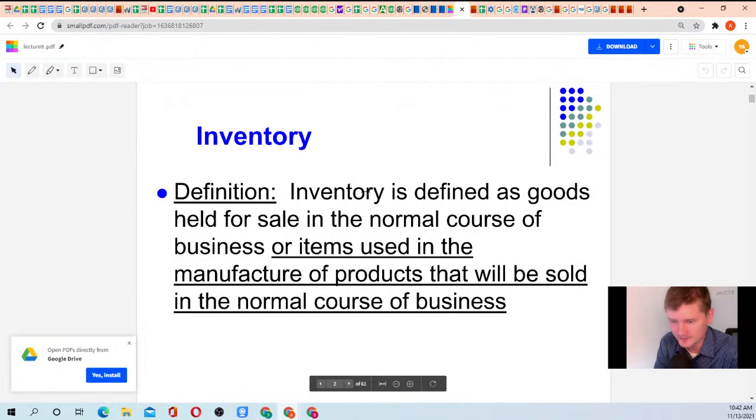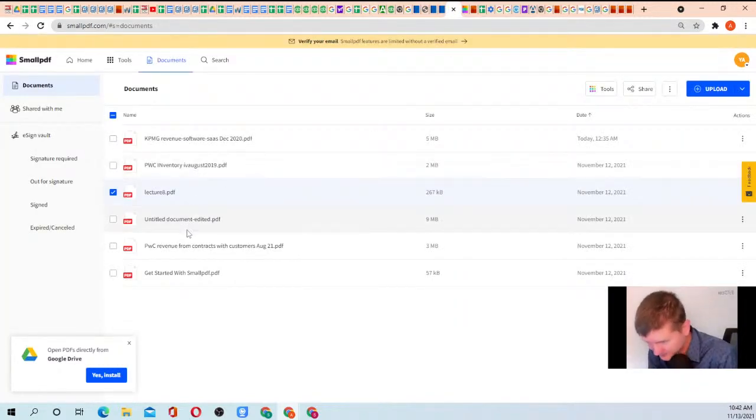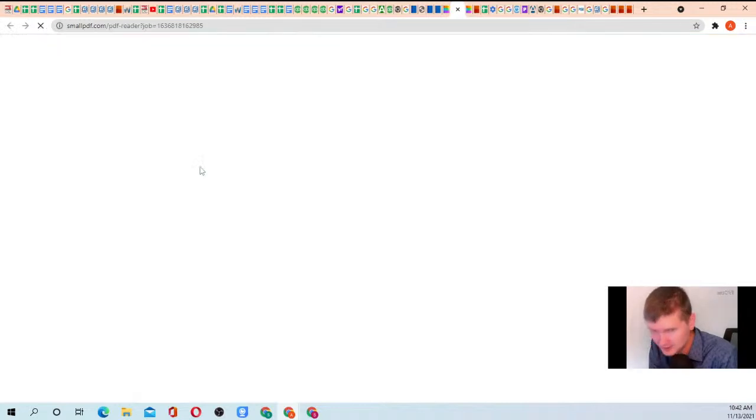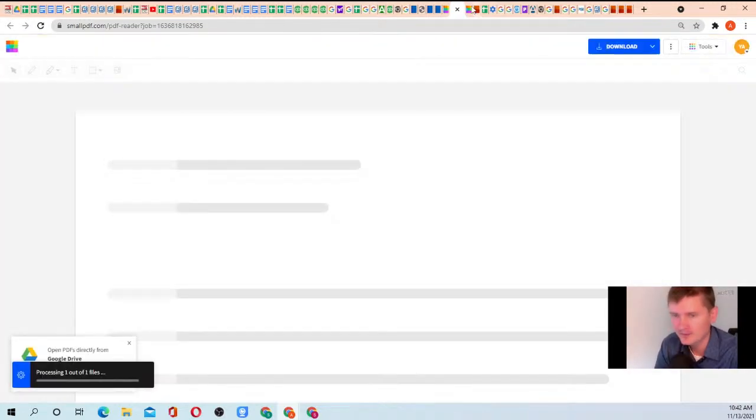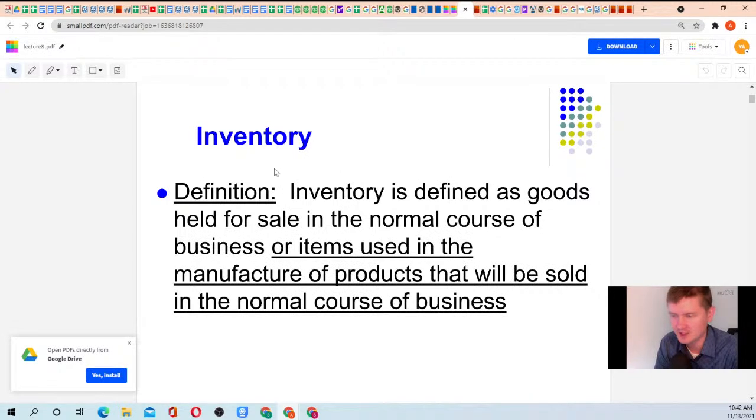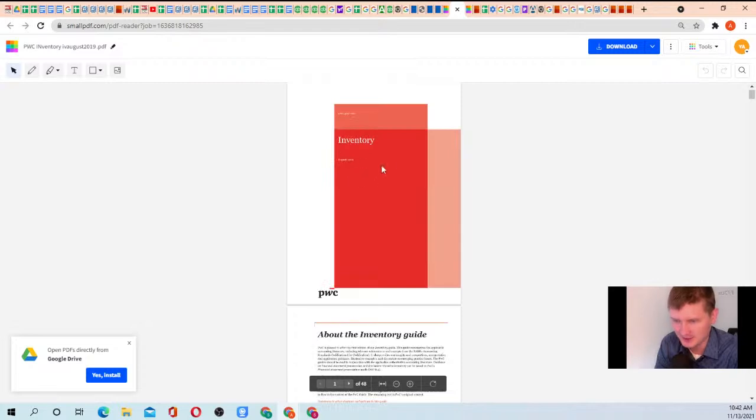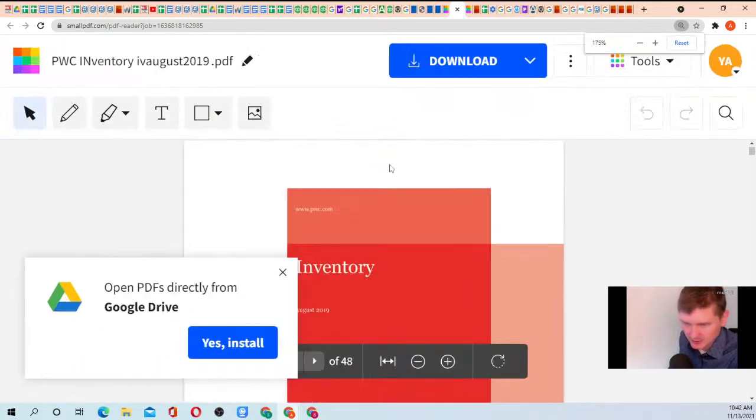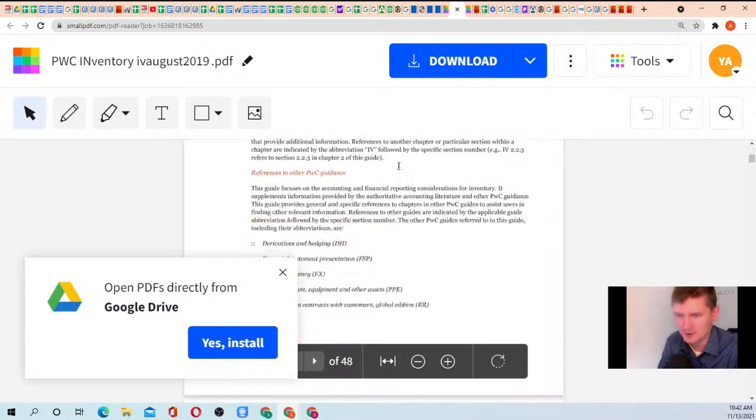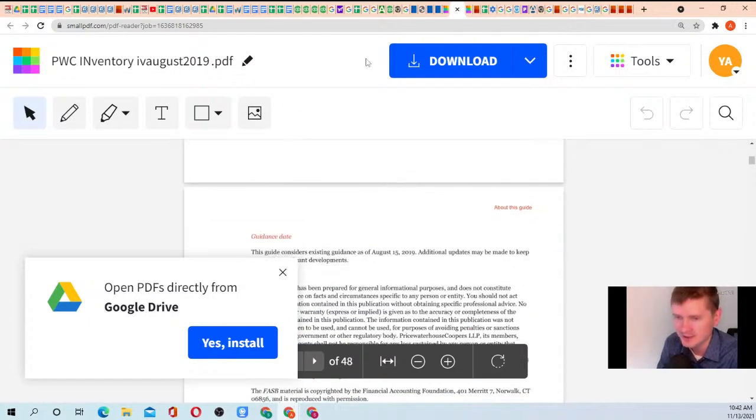Okay, inventory. Inventory is defined as goods held for sale in the normal course of business or items used in the manufacture of products that will be sold in the normal course of business. Okay, and let's see, PWC inventory. As you might remember, that lecture is 15 years old, and that's why I will have an inventory guidance here to consult with, and that will be the PWC Inventory Guidance.